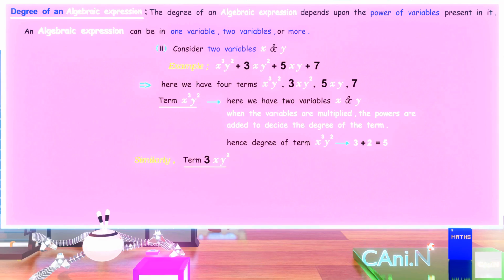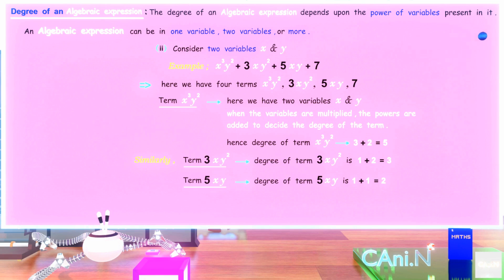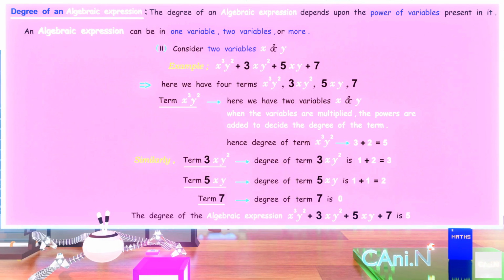Similarly for the term 3x y squared, the degree of the term 3xy squared is 1 plus 2 equals 3. Term 5xy: the degree of the term 5xy is 1 plus 1 equals 2. Term 7: the degree of the term 7 is 0.